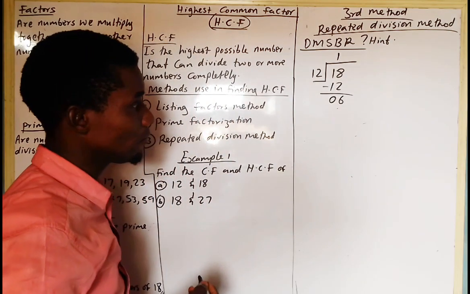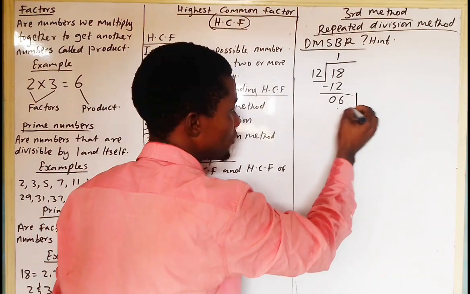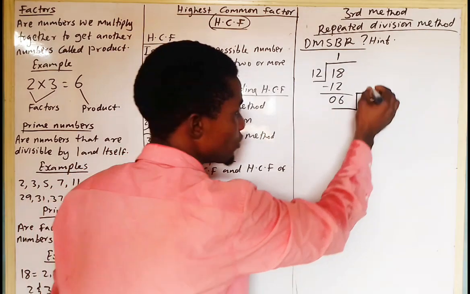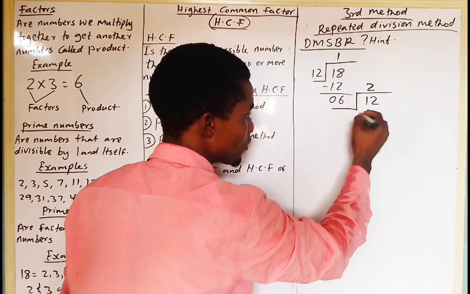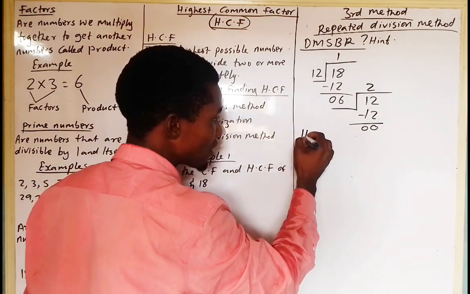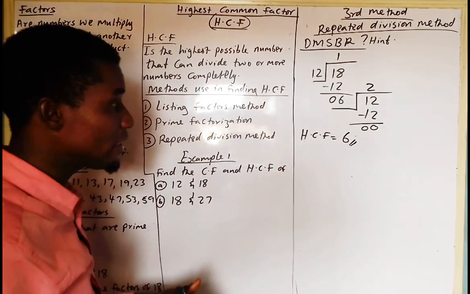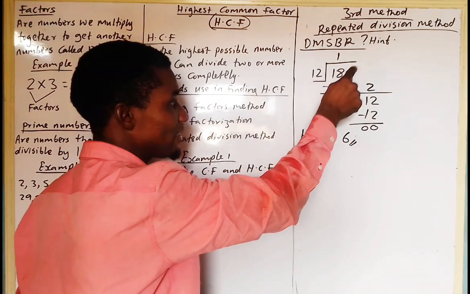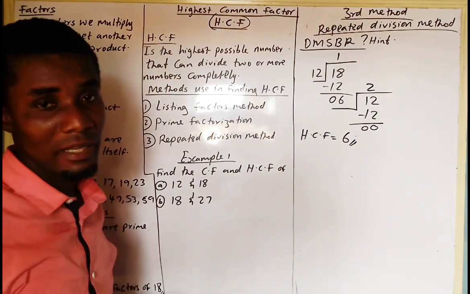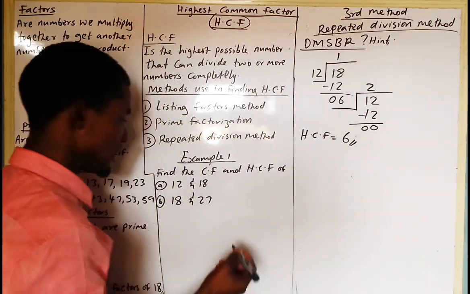Now, the next number given to us here is 12. You take your division again and you write your 12. 6 can go in 12 2 times. 2 times 6, that is 12. 12 minus 12 is 0. Now, the highest common factor here is 6. Because it is only 6 that can divide 18 and 12 without any remainder. And 6 is the biggest number here. So 6 is your highest common factor.